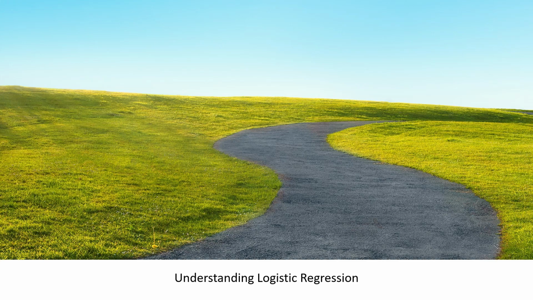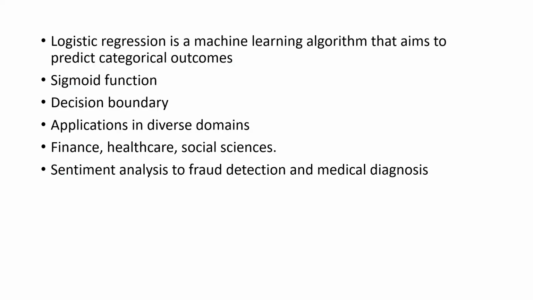Session 1: Understanding Logistic Regression. Before we delve into the magic of logistic regression, let's start by understanding what it actually is. Logistic regression is a machine learning algorithm that aims to predict categorical outputs. Unlike its cousin, linear regression, which focuses on continuous predictions, logistic regression is perfect for solving classification problems.